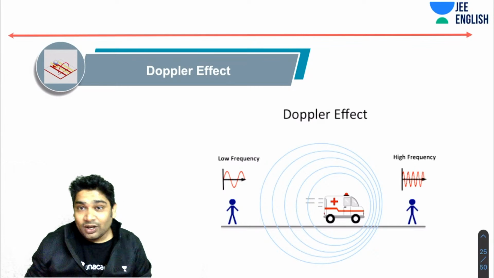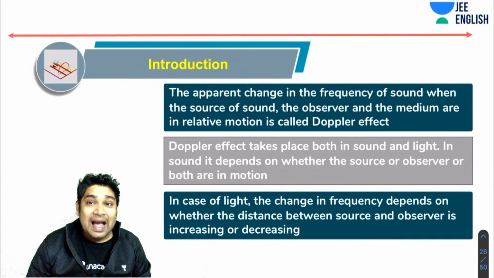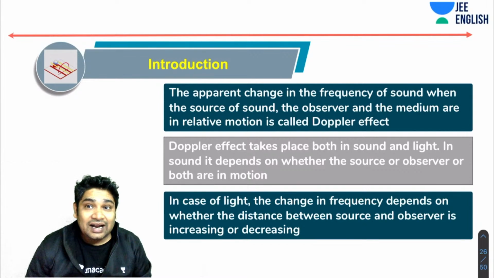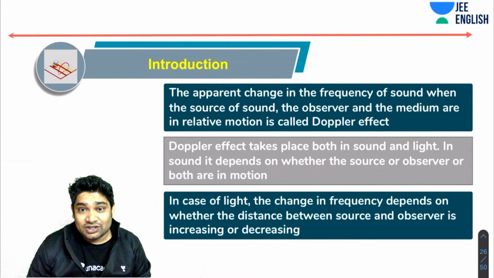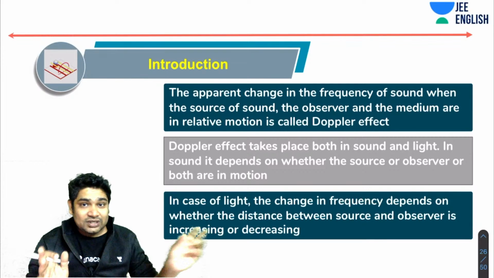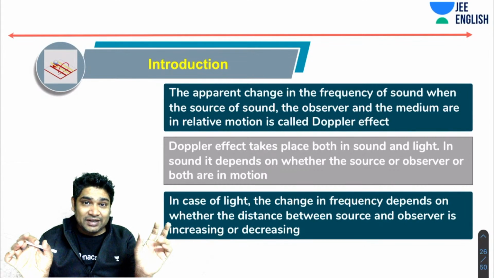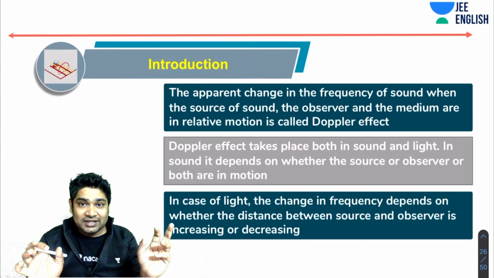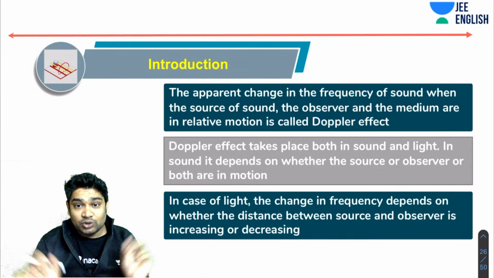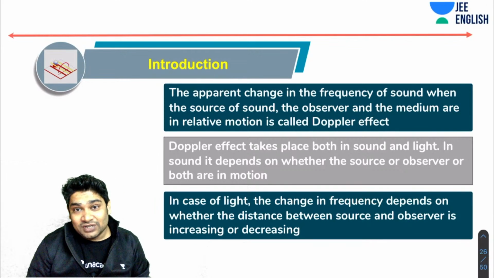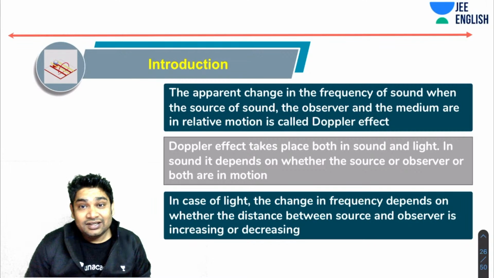Okay, all right. So what is Doppler's effect? The apparent change in frequency of sound when the source of sound, the observer and the medium are in relative motion is called the Doppler's effect. So when a source, an observer and the medium are all stationary, whatever frequency the source is emitting is the frequency received by the observer. But the moment they start relative motion, the frequency heard or detected by the observer is different from that emitted by the source, and that difference is called the Doppler's effect.